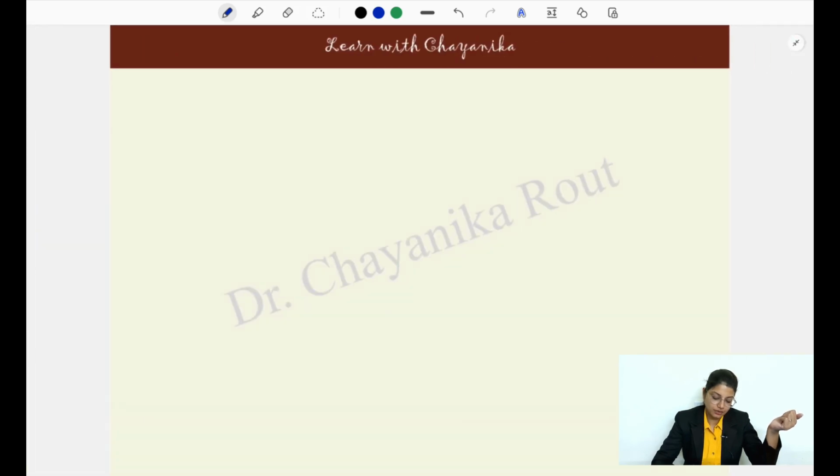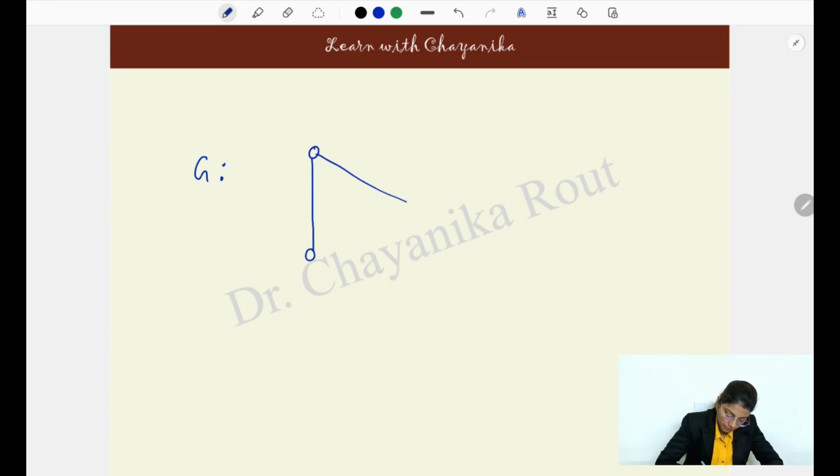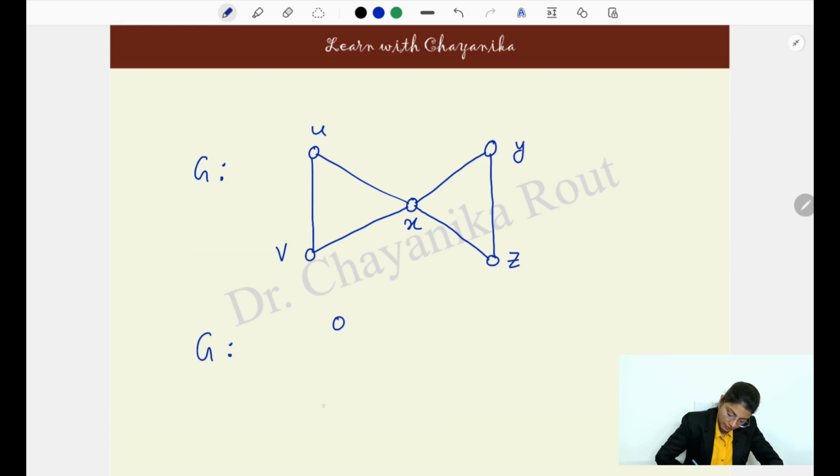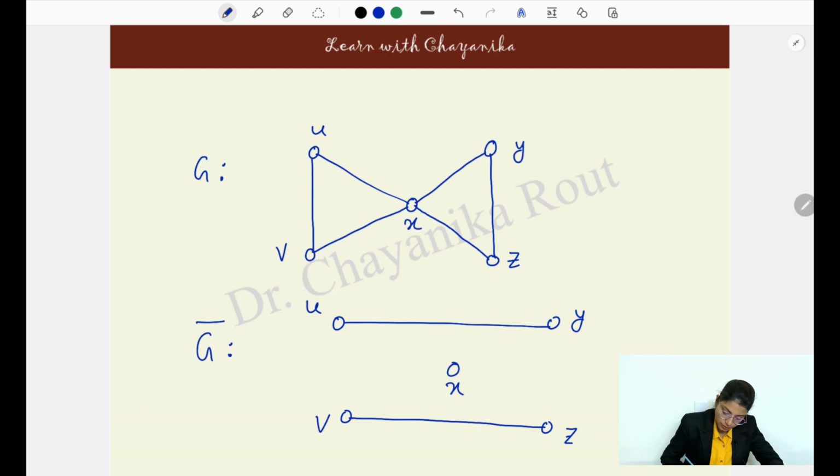Okay, so let's see another example for finding the complement of a graph, just for our practice. So let's take this graph. What will be the complement? This is u, v, x, y, z. Then we have the same vertices in the complement also: u, v, x, y, z. So uy should be made adjacent here, vz should be made adjacent here. What else? X is already adjacent to everyone, so x will not have any adjacency in the complement.